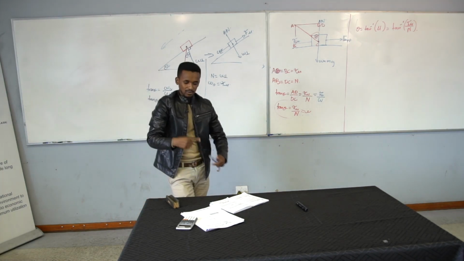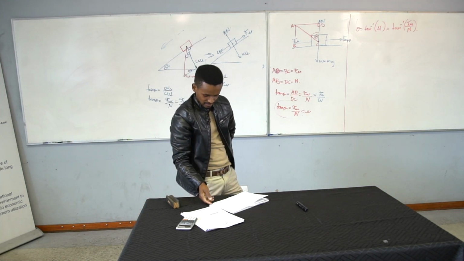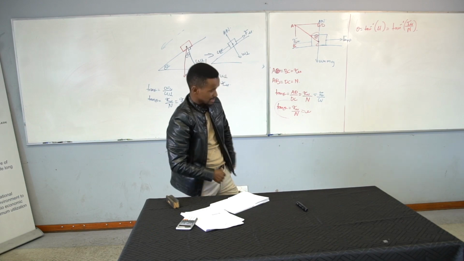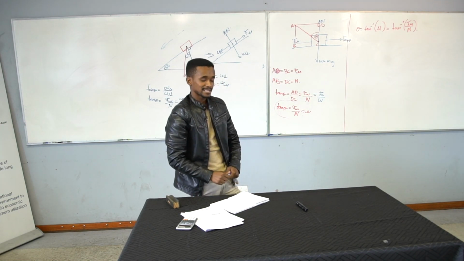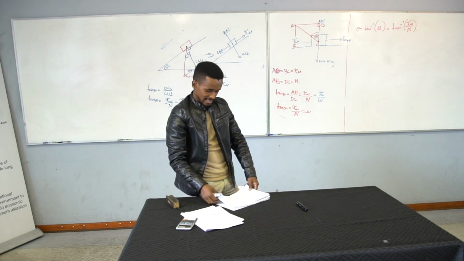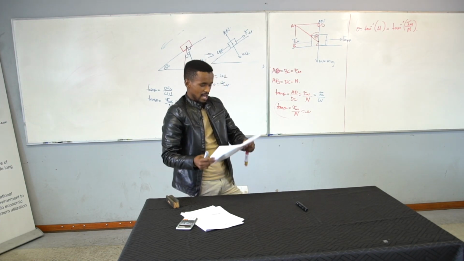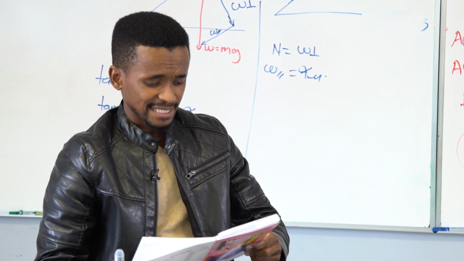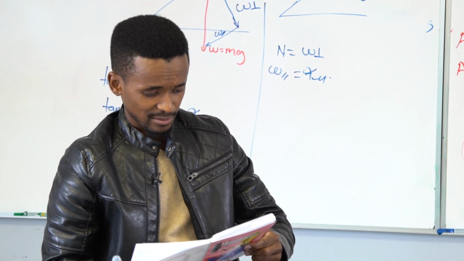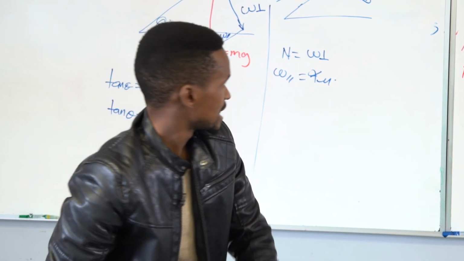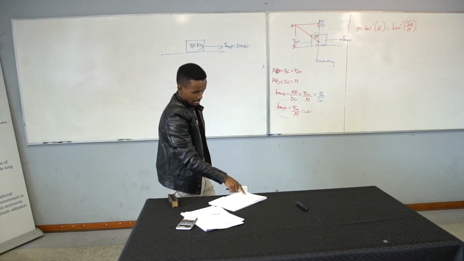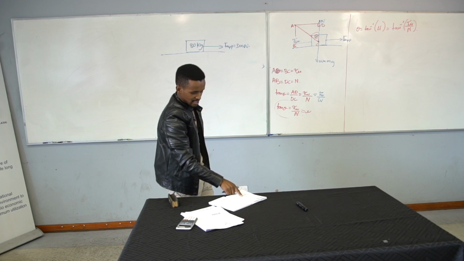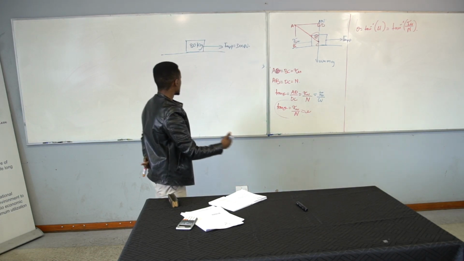Okay. Now, let's do an exercise first. I'll take an exercise from the book, exercise 4.1, number 10. The exercise reads as follows. A block with a mass of 80 kgs is pulled across a horizontal plane with a force of 300 newtons. This force is sufficient to overcome friction. Calculate the coefficient of friction between the block and the plane.